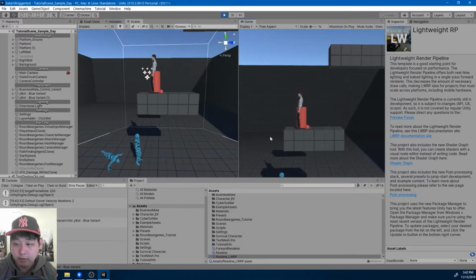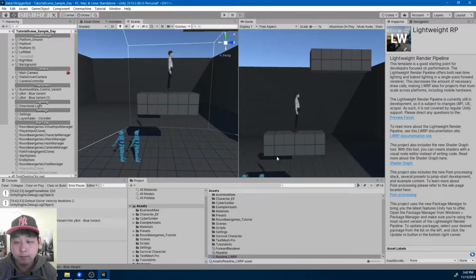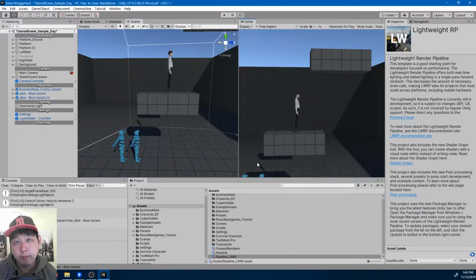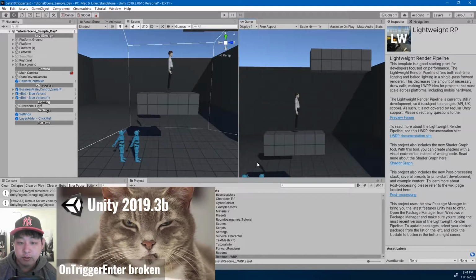So for me, the ledge grab and the attack are based on trigger-to-trigger events. If you don't know what I'm talking about, I made a video a couple months ago where I showed that OnTriggerEnter for trigger-to-trigger events was gone.